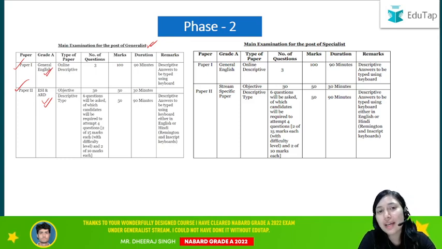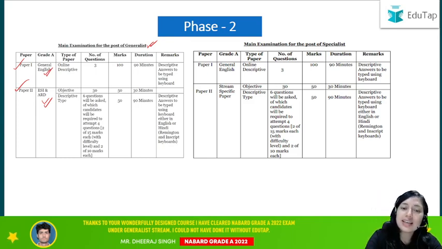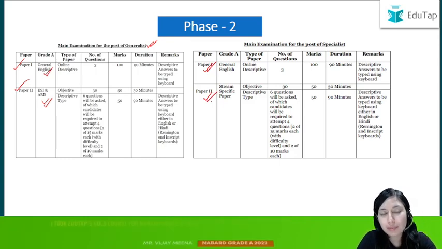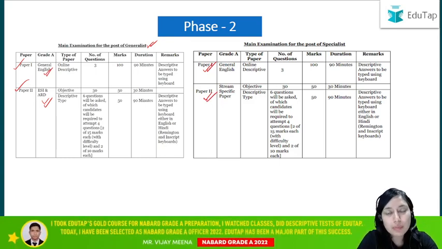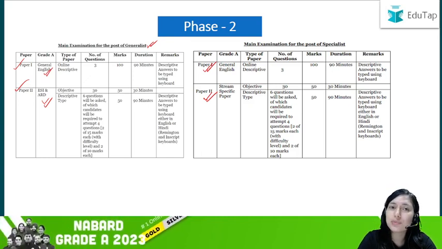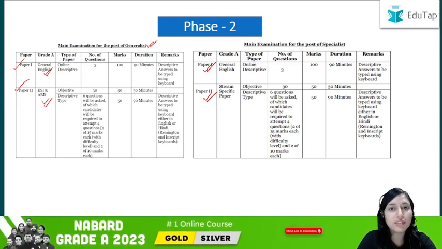But if you have applied for the specialist post, then the exam for general English and your stream-specific paper will be conducted. So the first paper will be of general English and the second paper for the specialist post will be of the stream that you have opted. Questions from your stream will be asked in your paper 2. Rest everything is the same for phase 2 of journalist as well as specialist. Only the subject of paper 2 will vary.